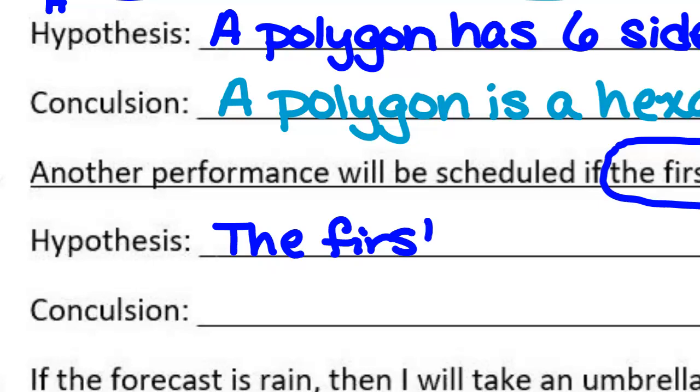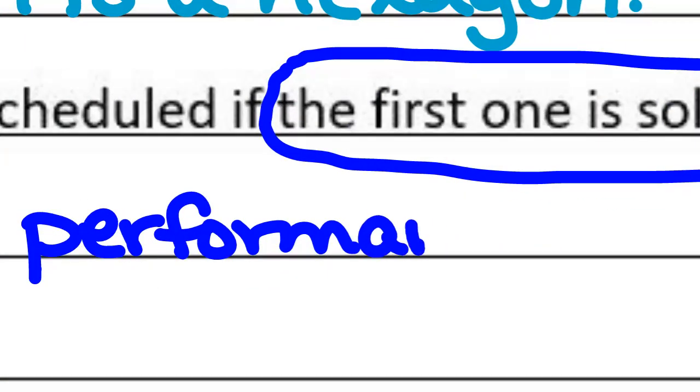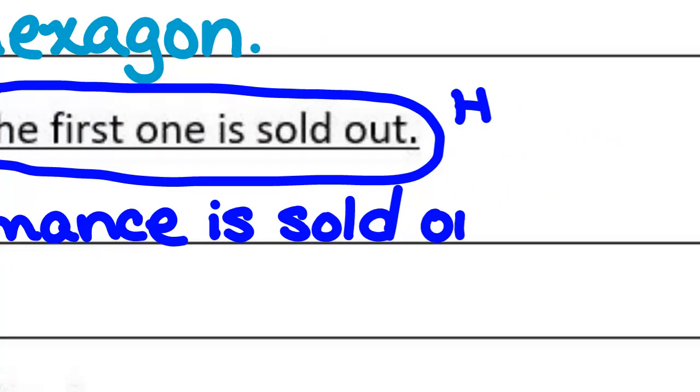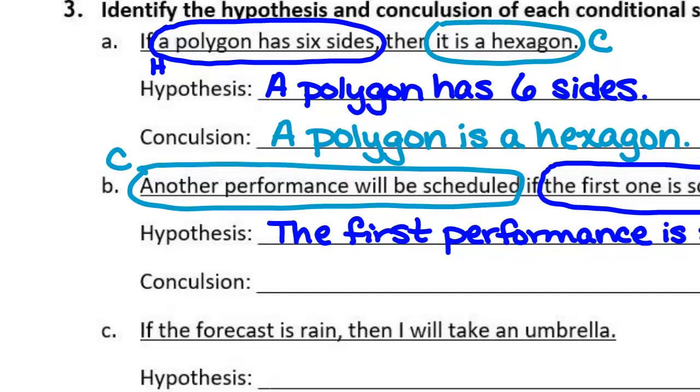The first performance is sold out. What will happen if the first performance is sold out? Another performance will be scheduled would be the conclusion.